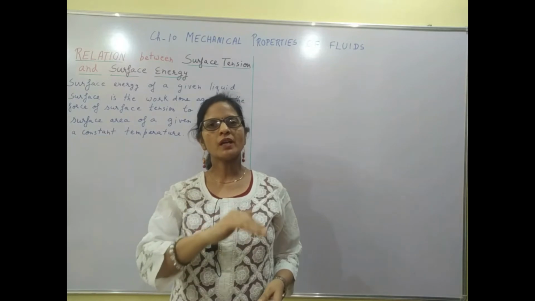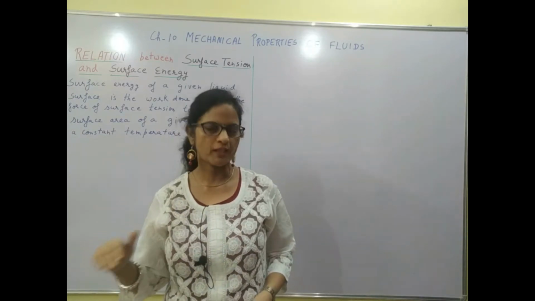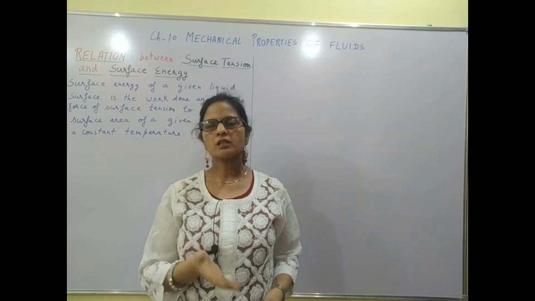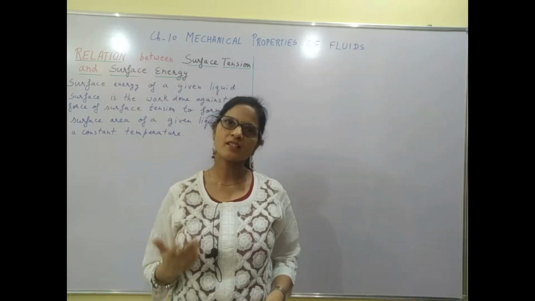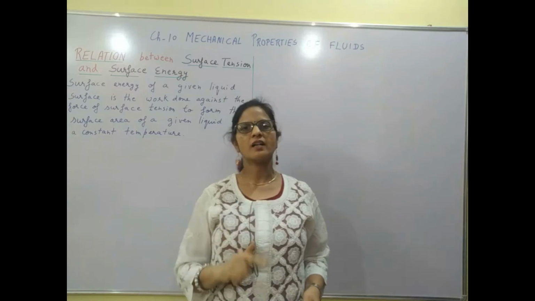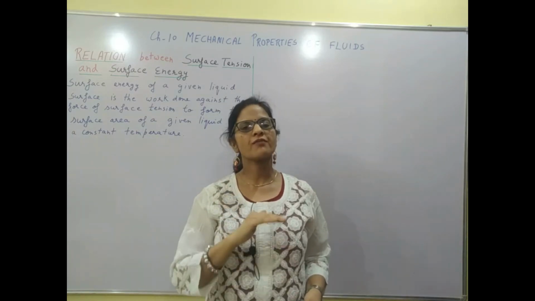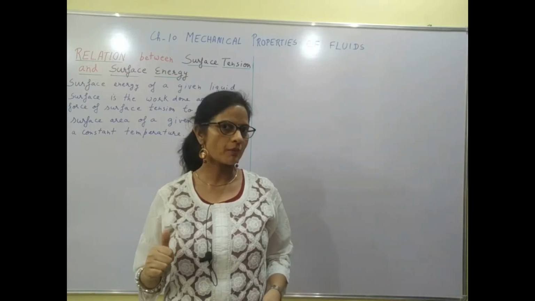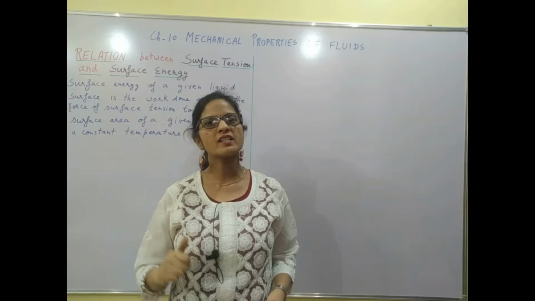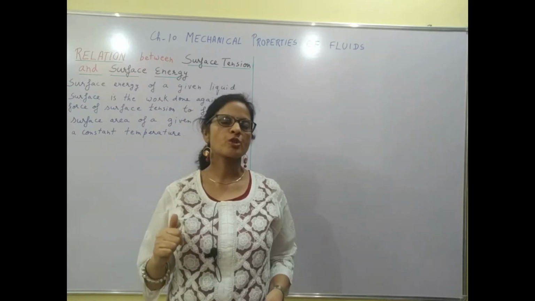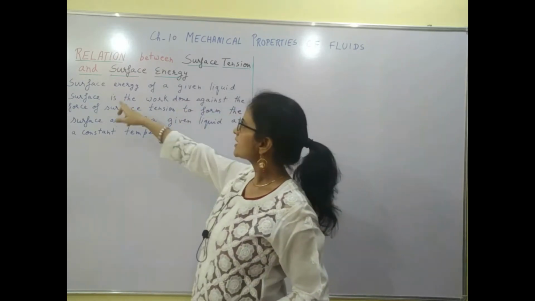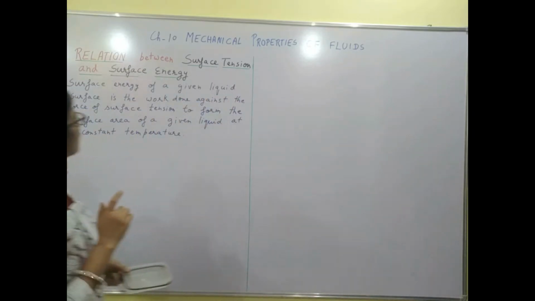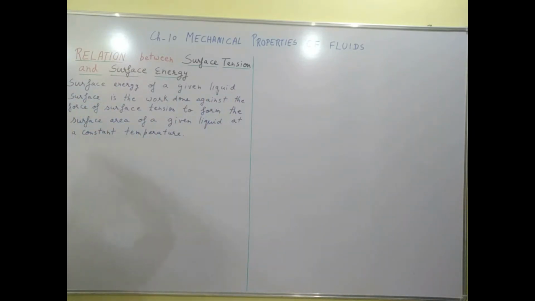Now, in order to make a surface of a particular liquid, some work needs to be done to keep those molecules at the surface, and that work done in making the surface area of a liquid against the surface tension force, which is opposing here, is stored as energy, and this is also called surface energy. So what is surface energy? Surface energy of a given liquid surface is the work done against the force of surface tension to form the surface area of a given liquid at a constant temperature.